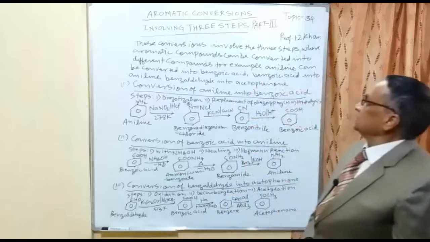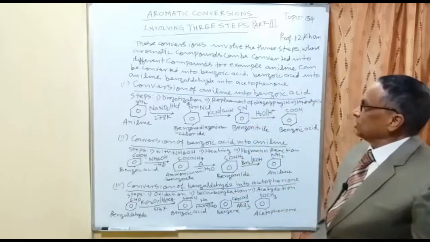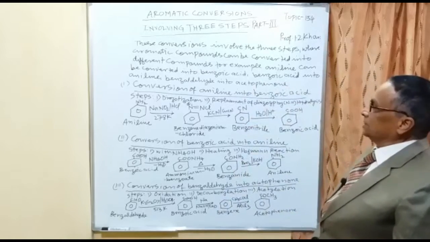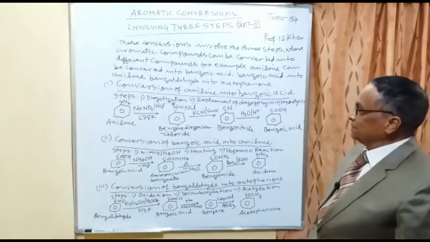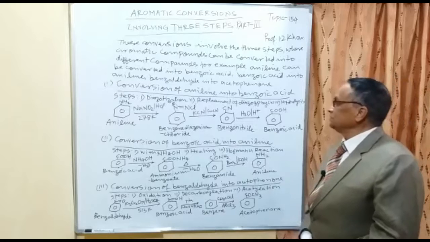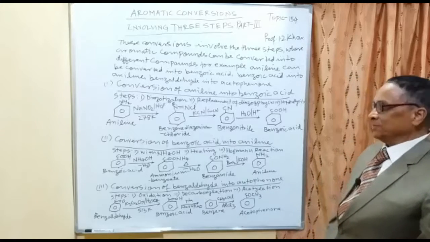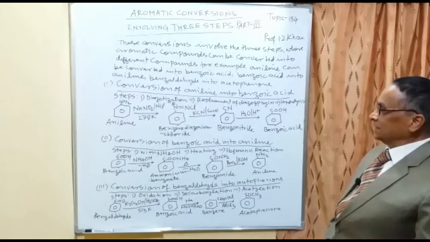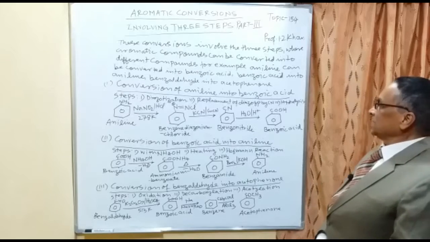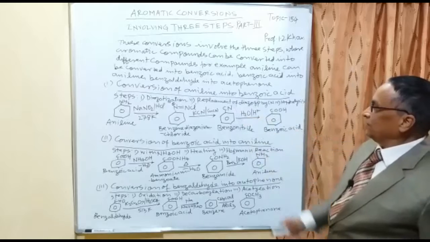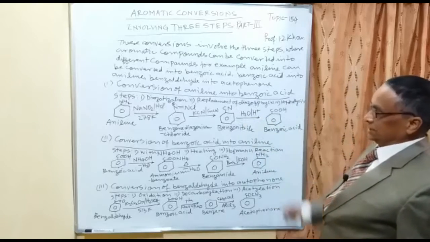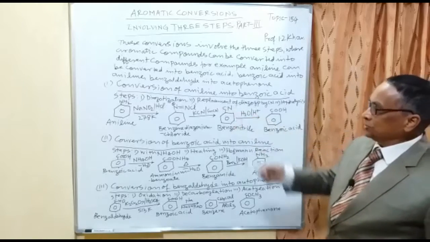These conversions involve 3 steps where aromatic compounds can be converted into different compounds. For example, aniline can be converted into benzoic acid. Again, benzoic acid can be converted into aniline. Benzaldehyde can be converted into acetophenone. So the first conversion is the conversion of aniline into benzoic acid. It involves 3 steps.